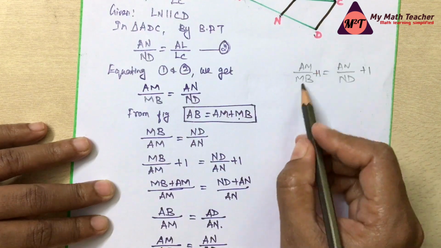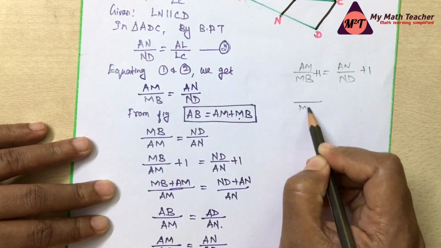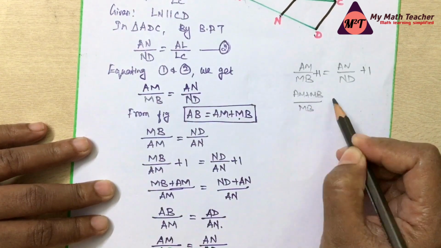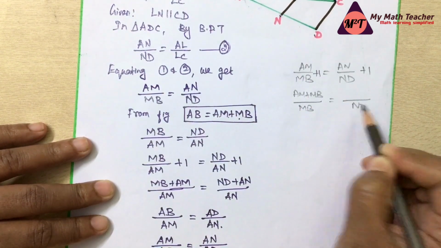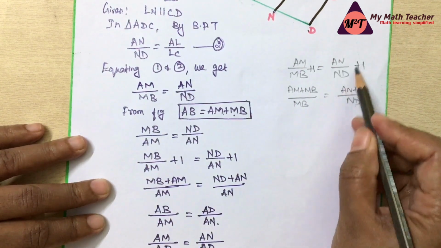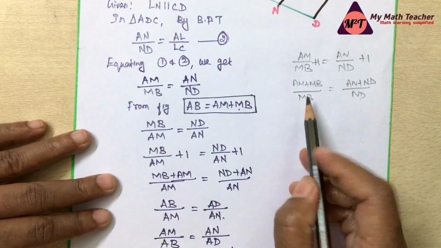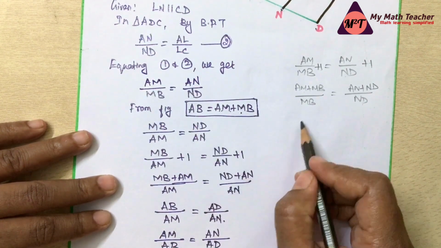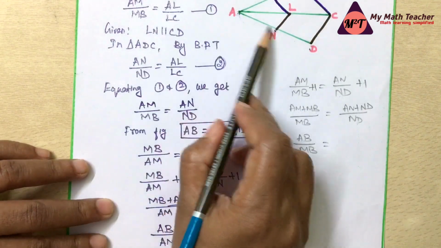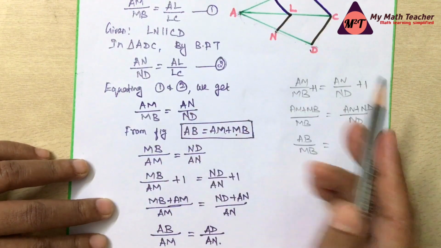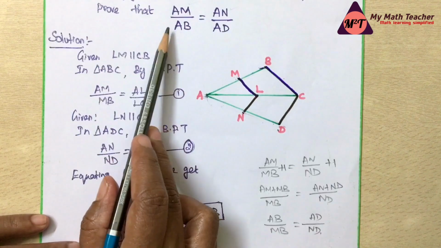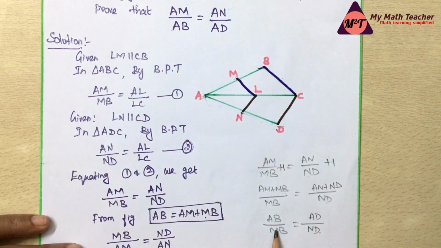Now take the LCM. It will be (AM plus MB) by MB, which is equal to, ND is the LCM, (AN plus ND) by ND. AM plus MB is AB, so you will get AB by MB, which is equal to AN plus ND, that is AD by ND. This is what we have to prove, and this is what we have got.